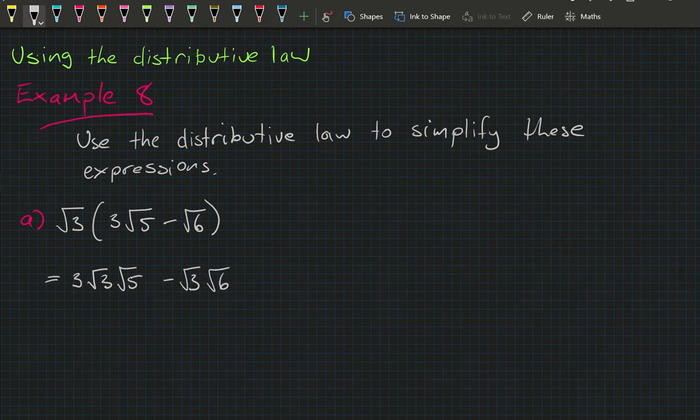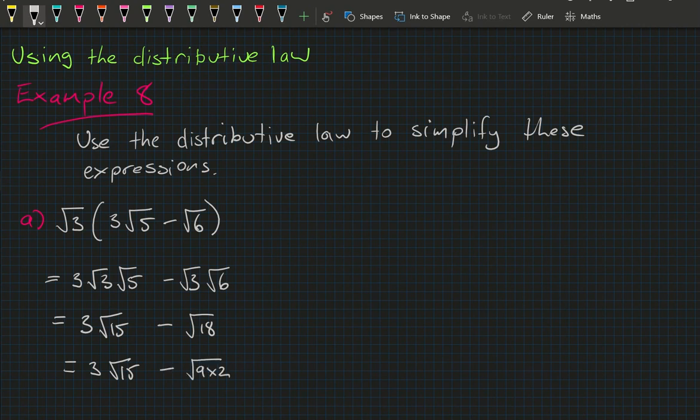And using index law 4, 3 times 5 is 15. So we've got 3 times the square root of 15. And 3 times 6 is 18. So we have minus the square root of 18. And we can actually simplify that because there is a perfect square factor of 18, that's 9. So 3 times the square root of 15 can't be simplified anymore, but 18 is equal to 9 times 2, so we've got minus the square root of 9 times 2.